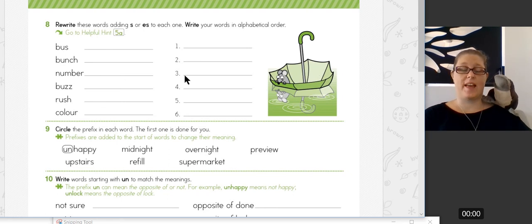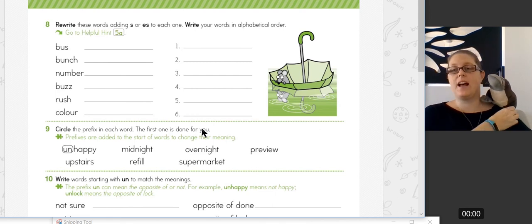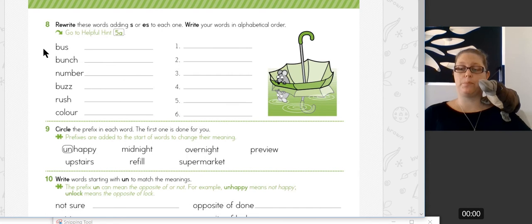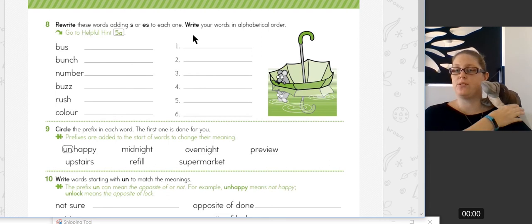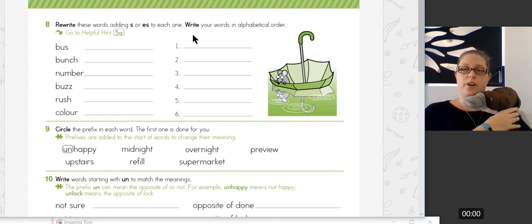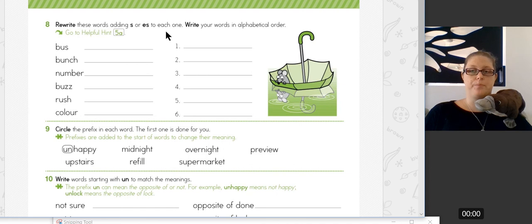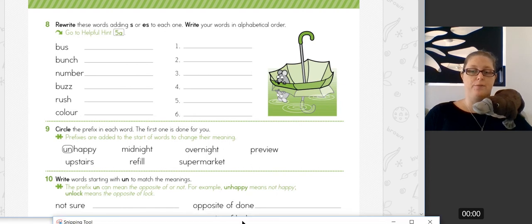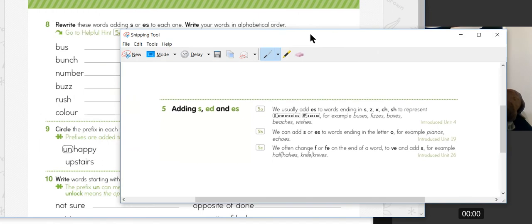Alright, so we are looking at the second page of Unit 11, and we're going to start from question number 8. So question 8 is asking us to rewrite these base words here and to add S or ES to each of them. So we're turning them into plurals or different verbs. So we're going to look at helpful hint 5a. Now I've got helpful hint 5a over here.